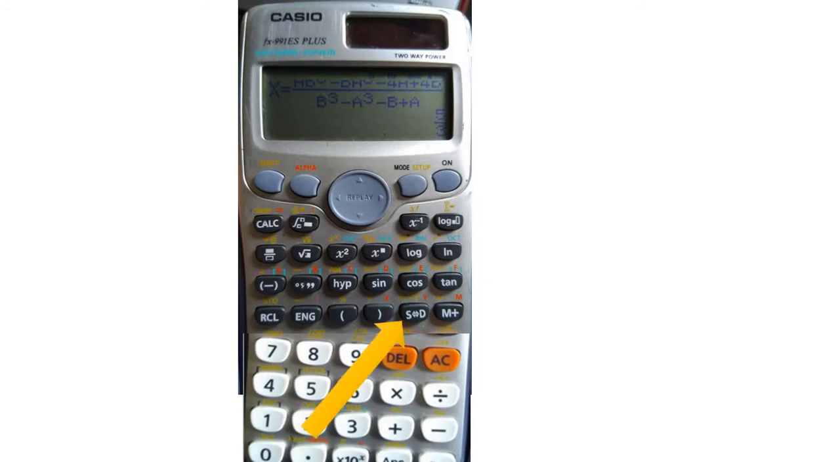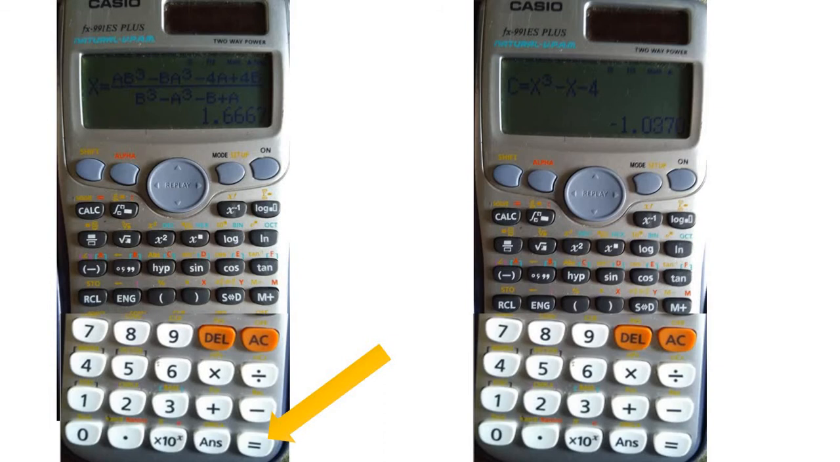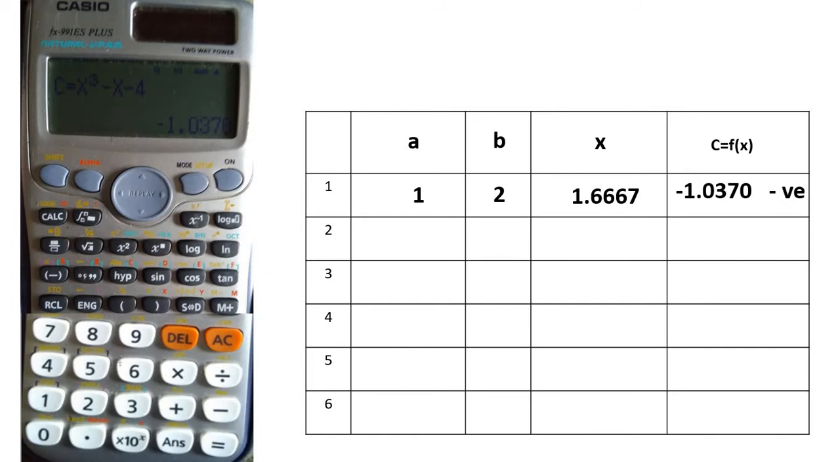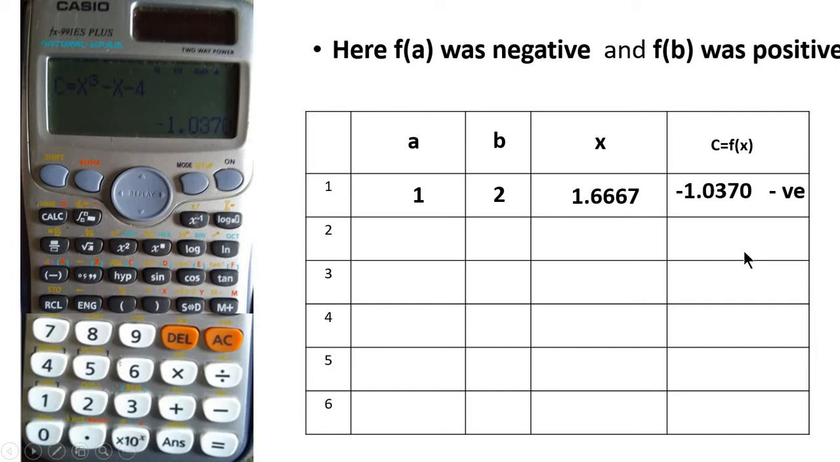To get a decimal number, I will press S-D. So you will get 1.6667, approximately, to 4 decimal digits. Now write this value in your table. Press equal to. You will get the value of c. Now write this value in the table. Now check whether c is negative or positive. Here it is negative. But in our problem, f of a was negative. Therefore, you have to replace a by x, b as it is. Now press equal to. These are the new values which you have to put for a and b.